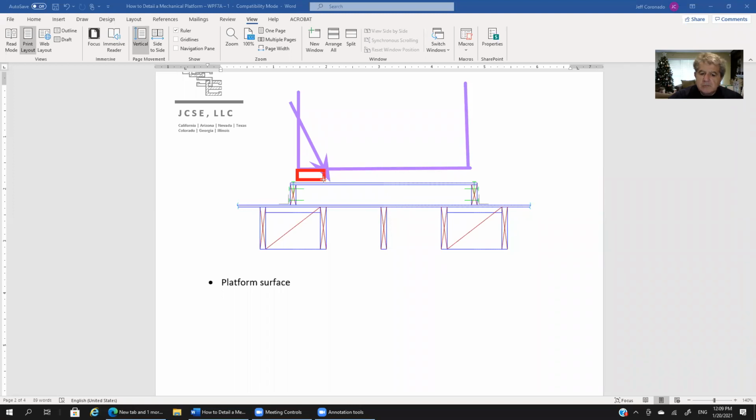Let me just draw it like this. You'll have these sheet metal legs that will sit here. Don't confuse the sheet metal legs, the metal curb, which is part of the package of the mechanical unit, with our platform.